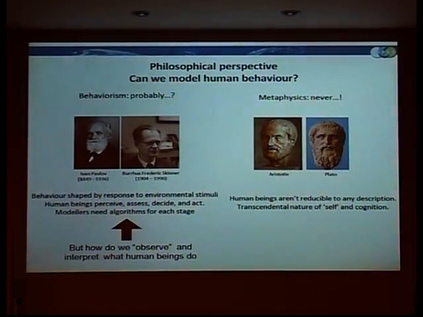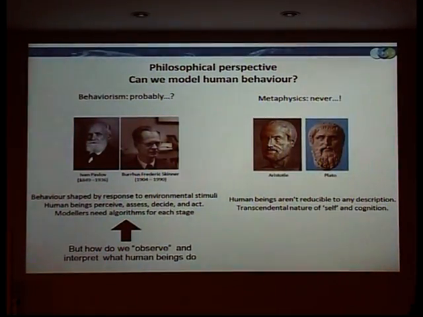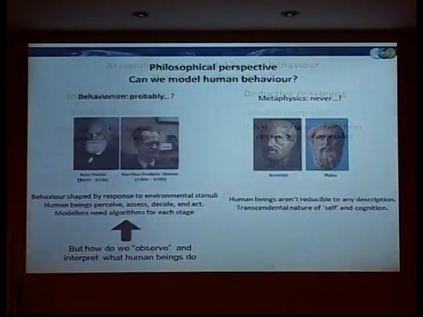You can actually put an algorithm together that describes those processes. So the behaviourists say, yeah, there's really no problem with modelling human beings. So, okay, assume we've hand-modelled human beings, so how do we then go about actually observing what they do? As scientists, how do we actually interpret what they do?